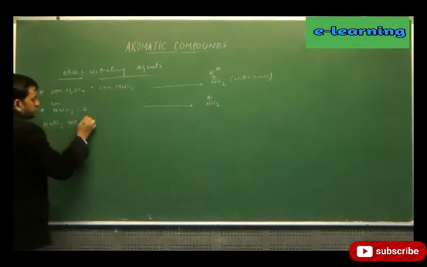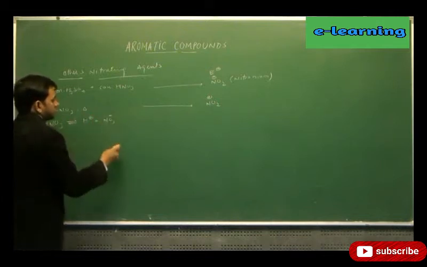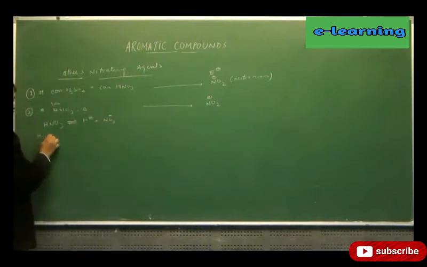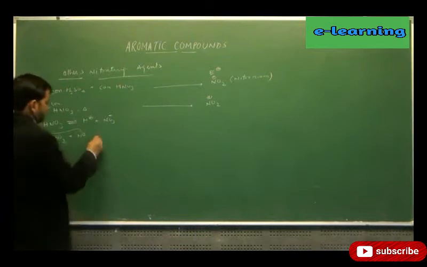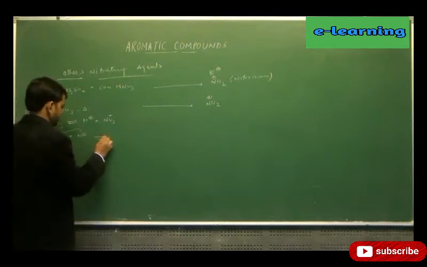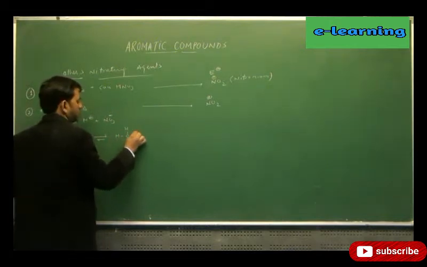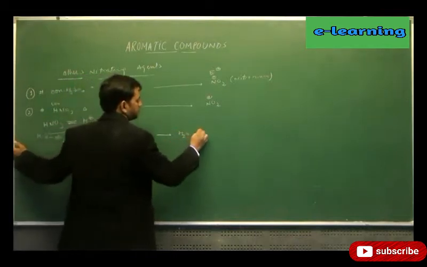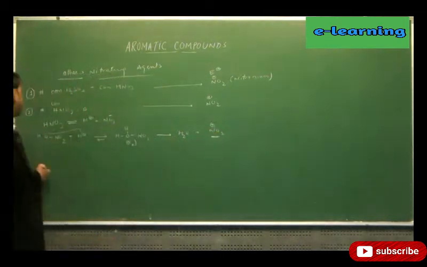HNO3 dissociates into H plus and NO3 negative. This H plus gives the proton, an acid-base reaction, which converts OH into OH2 plus. Now this nitronium acts as an electrophile.